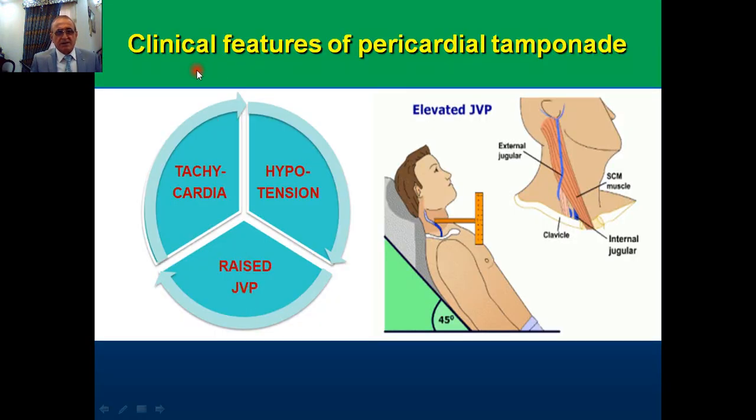Now, what are the clinical features of pericardial tamponade? We have a triad. Don't forget this triad: tachycardia, hypotension, and then raised jugular venous pressure. Mostly in a busy outpatient or casualty, this point is neglected.